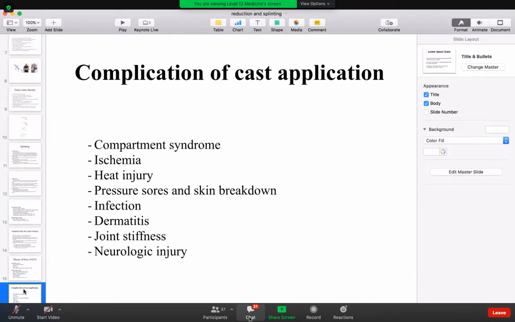Pressure sore and skin breakdown also is common if there is not enough padding of the bony prominences and the skin. Infection also can be a problem if you have skin breakdown and you don't realize this. Dermatitis, if you apply cast immediately on the skin. Joint stiffness, if you leave the splint for a very long time. And in some cases, when you have a very tight cast, it can compress on some nerves and cause neurological injuries.